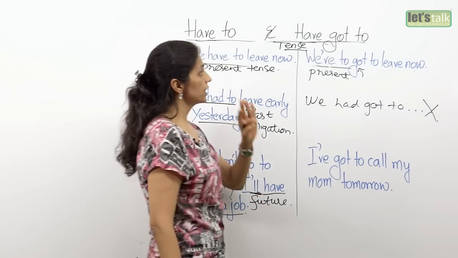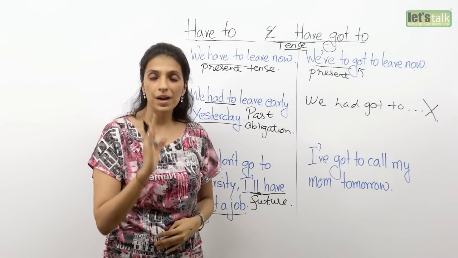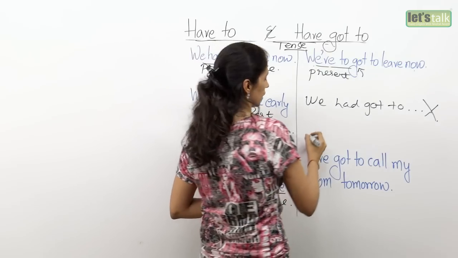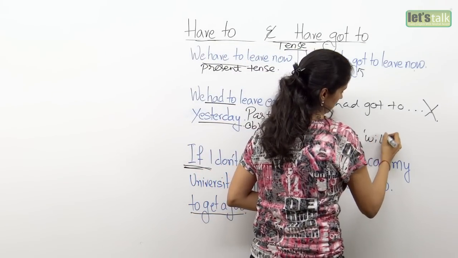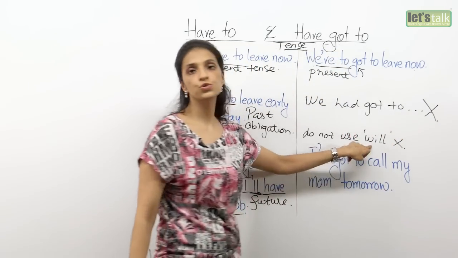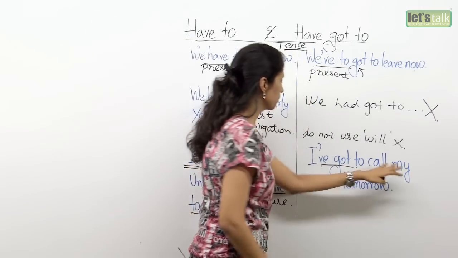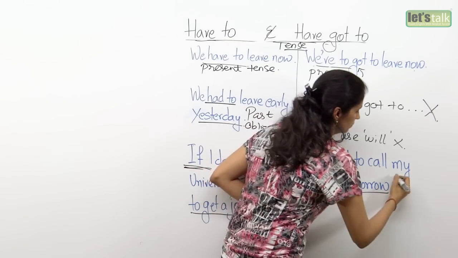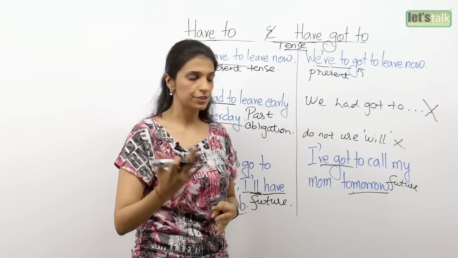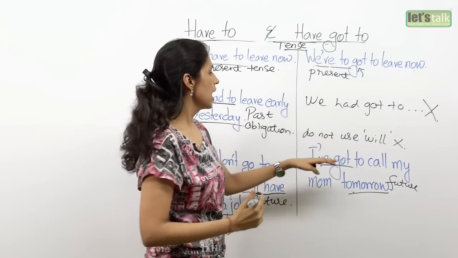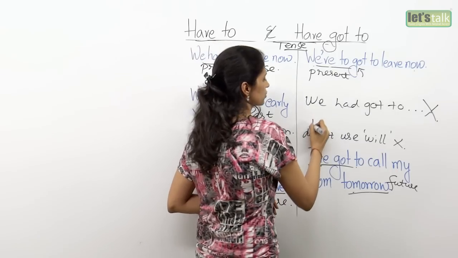Now we can use have got to for something that refers to the future, but remember, you do not use will. So you do not use will with have got to. For example, I've got to call my mom tomorrow. Tomorrow is the future. So I put it in the present to talk about a future action or something that I have planned to do tomorrow. I've got to call my mom tomorrow. I cannot say I will have got to call.